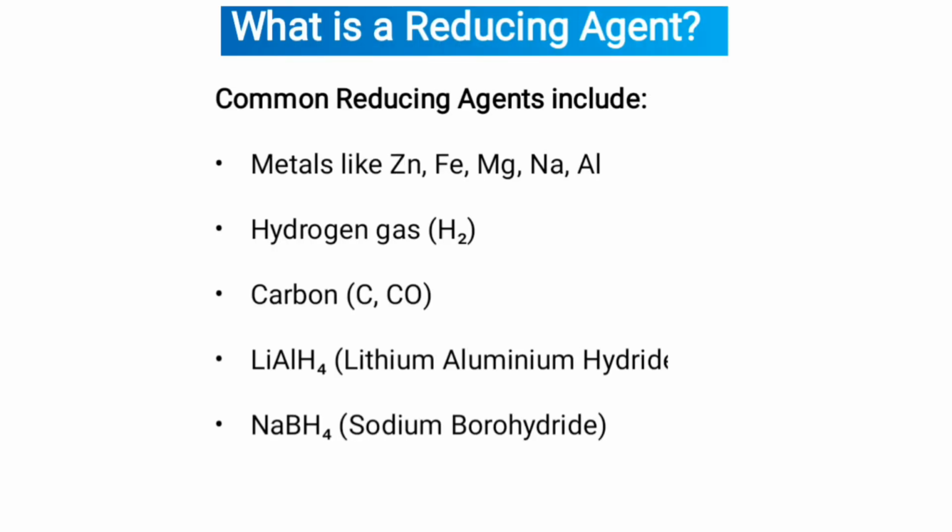Now, common reducing agents include metals like zinc, iron, magnesium, sodium, aluminium, hydrogen gas H2, carbon, and lithium aluminium hydride, and sodium borohydride.